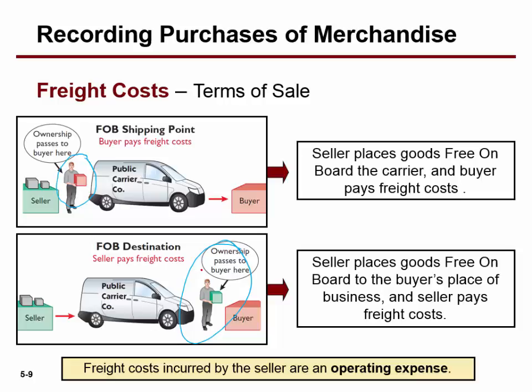Okay? Now, important. Free onboard shipping point means who pays for the freight? The buyer pays the shipping cost. This guy's got to get paid, right? So the buyer pays the shipping cost, and that cost is included in inventory.